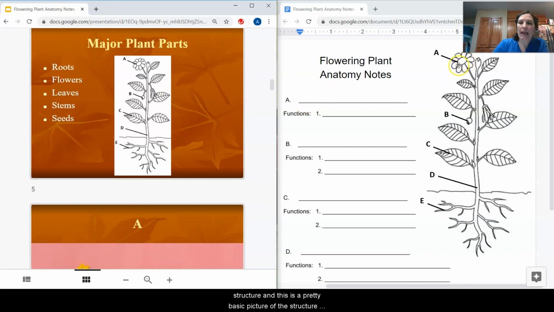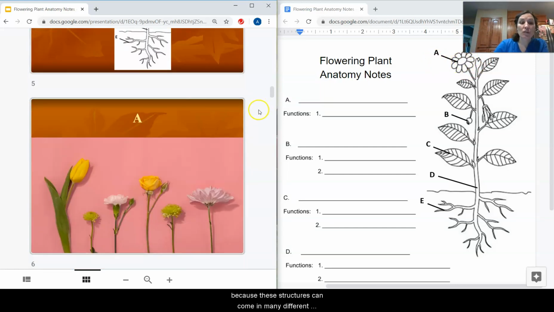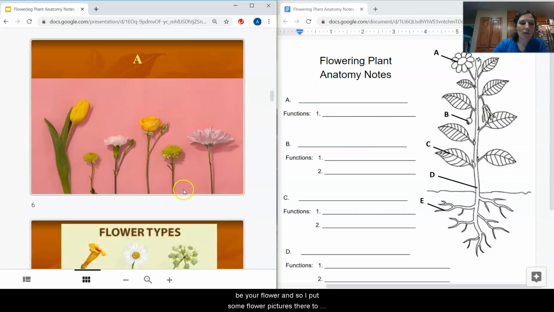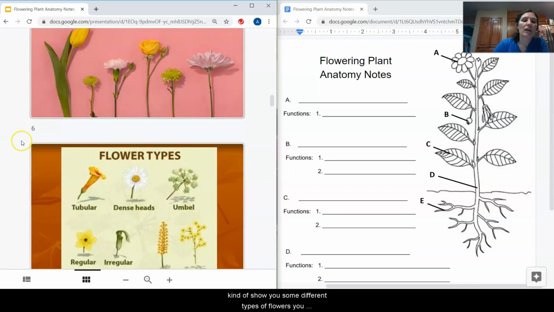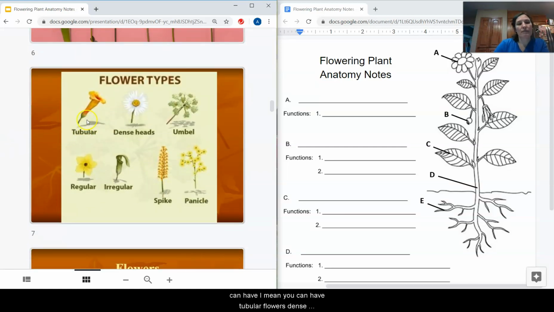But A right here is this structure. And this is a pretty basic picture of this structure because these structures can come in many different shapes and many different forms. So A obviously is going to be your flower. And so I put some flower pictures there to show you some different types of flowers you can have. You can have tubular flowers, dense head. Even some of your flowers are spike flowers. They can be irregular shape.